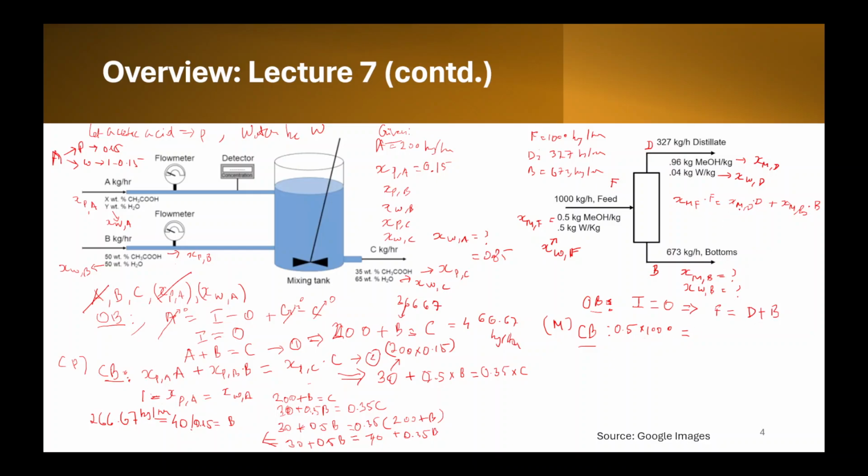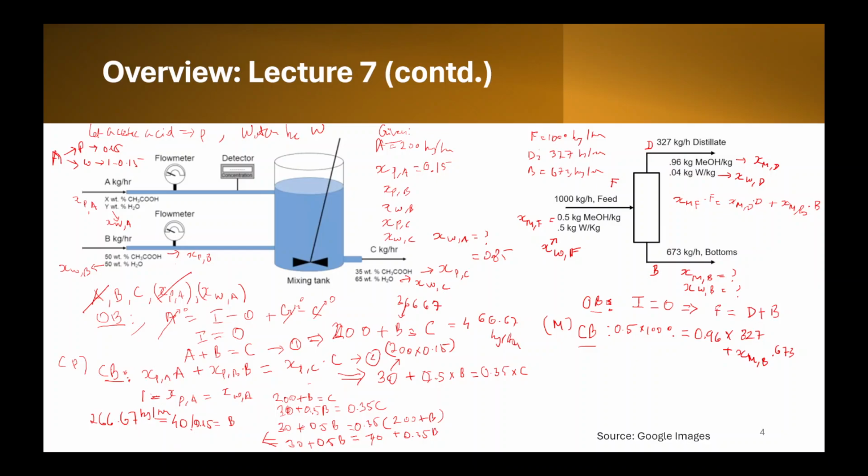So 0.5 into 1000. XMD is 0.96, so 0.96 into what is D? It is given to us, 327. But we don't know what is XMB, so we'll write the unknown here, XMB into B. B is given to us, 673. Or even if it was not given to us, we can calculate it, because we know what is F and what is D, so we can readily calculate B. So only one unknown is here, XMB. We only need to solve this equation, because everything else is given.